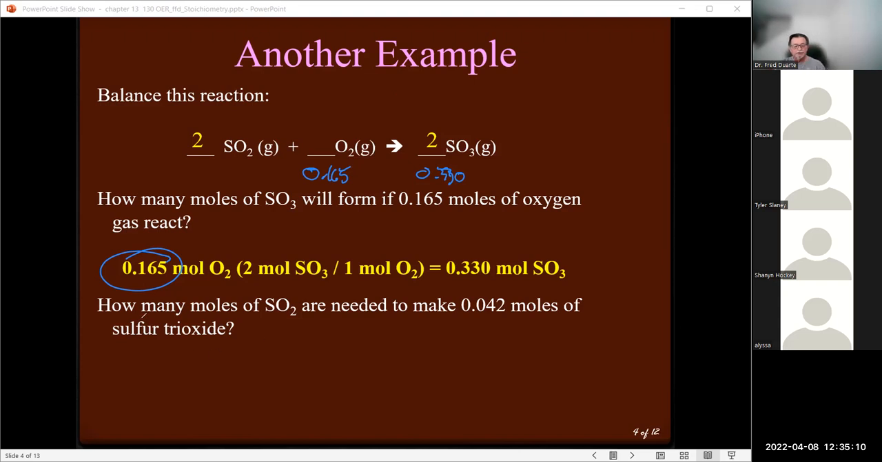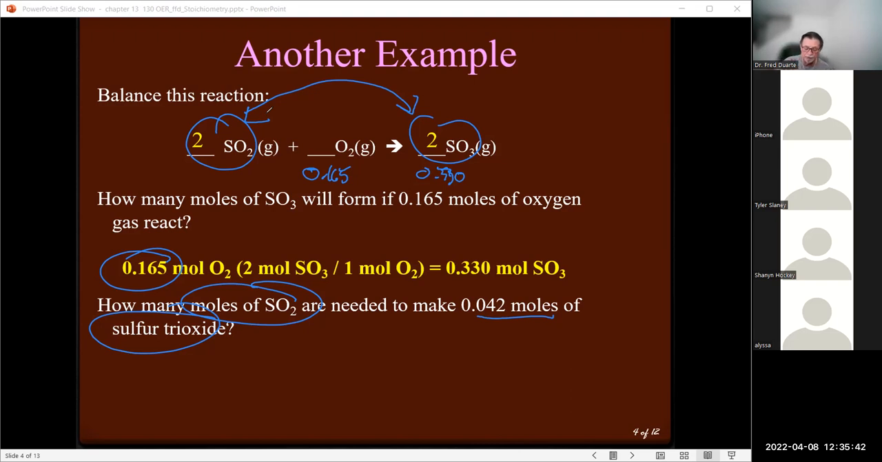Okay, question number 2. How many moles of sulfur dioxide are needed to make 0.042 moles of sulfur trioxide? So what we are concerned about is the relationship between sulfur dioxide and sulfur trioxide. Now, you might see something here that can help you answer that question real quick, but we'll see if you recognize what I'm talking about. But let's work the problem out like we normally do.